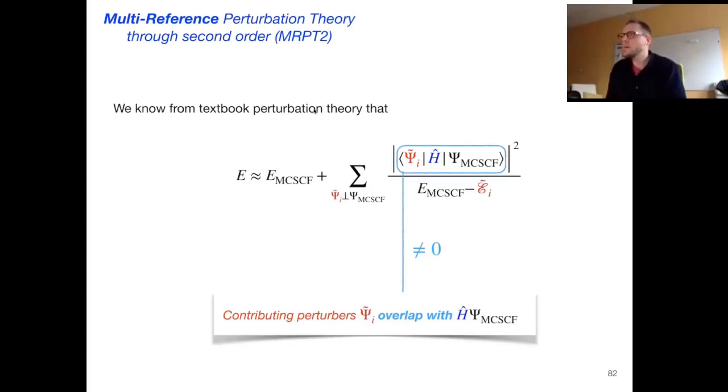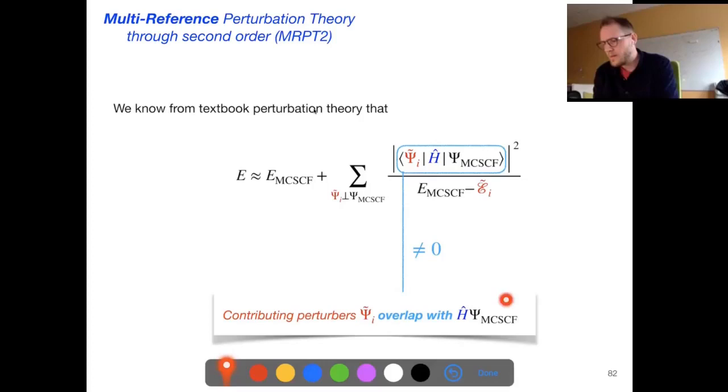So if we have a look at the textbook formula, you realize that if you want to get non-zero contributions through second order in the energy, basically finding the perturbers means finding all these wave functions that have an overlap with the Hamiltonian applied to the MCSCF wave function, okay? This term should be non-zero. This is what matters. This is what will contribute to the energy. So if you consider that as a block, the Hamiltonian applied to the MCSCF wave function, and then the overlap with this, that's a way to define the perturber.